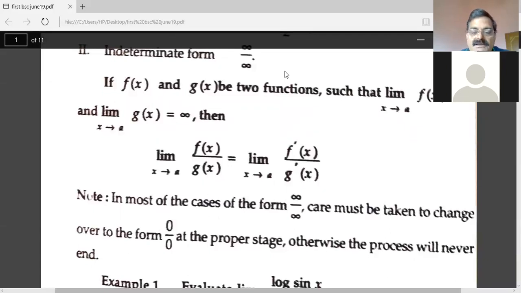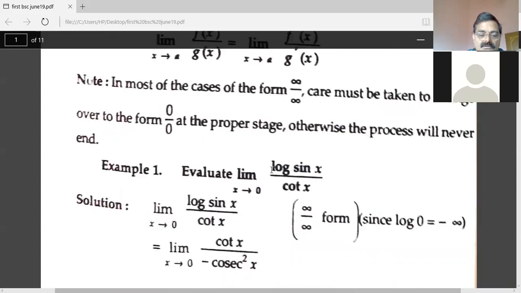Limit f dash of x by g dash of x as x tends to a. Remember, you have to differentiate the numerator and also differentiate the denominator till the indeterminate form vanishes. So you have to continue the process till the indeterminate form vanishes. In many of the problems, we convert infinity by infinity into 0 by 0 form, and then we differentiate the numerator and denominator. Same procedure here also.